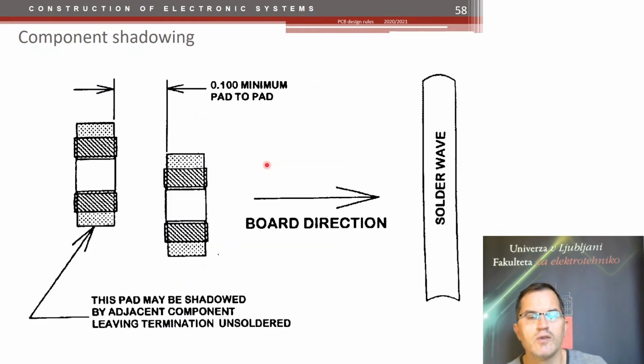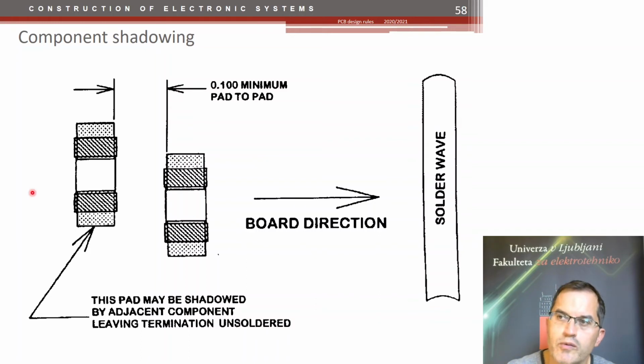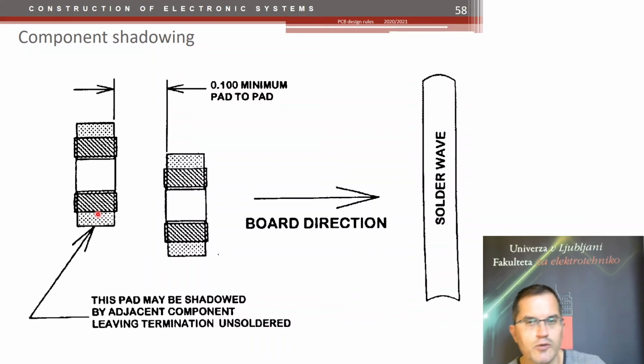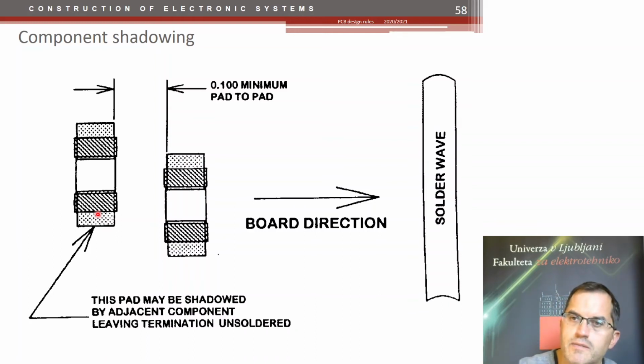So if you want to get rid of the shadow, you should put components far enough apart, but this component, for example, can still cast a shadow to that pin here. If they are too far apart, you will have a problem with the solder bumps. If they are too close, you will have a problem with shadowing.